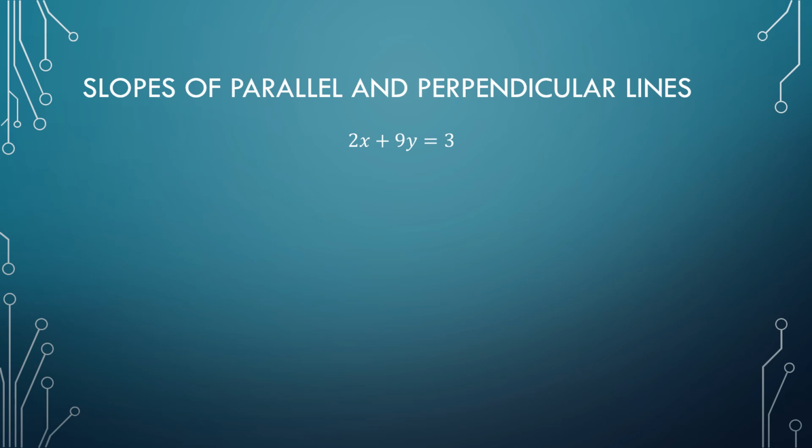Anyway, first we need to find the slope of the original line, which is not going to be as easy as the standard form, so we need to convert it into the slope-intercept form. Here are the steps. We subtract 2x from both sides. We get 9y equals -2x plus 3. Then we divide both sides by 9. Now we have y equals -2/9 x plus 1/3.